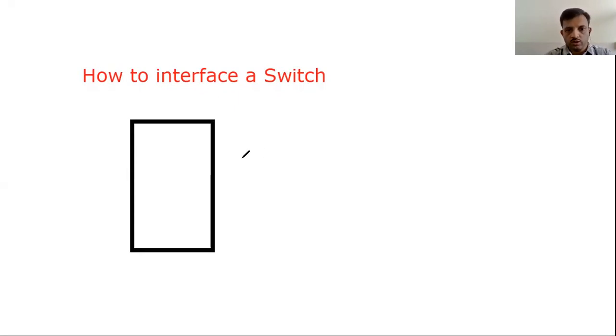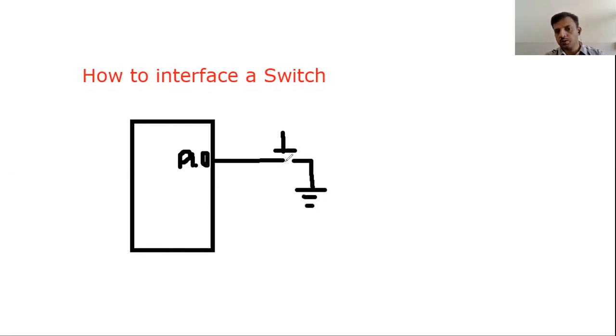So let's imagine there is a switch here. This is a switch, and this is supposed to be connected to a port. Let's say a port, this could be P1. So let's say P1.0 is connected to a switch. Should it be connected to VCC or ground? Actually, the switch should be connected to ground. You need to ground the switch.